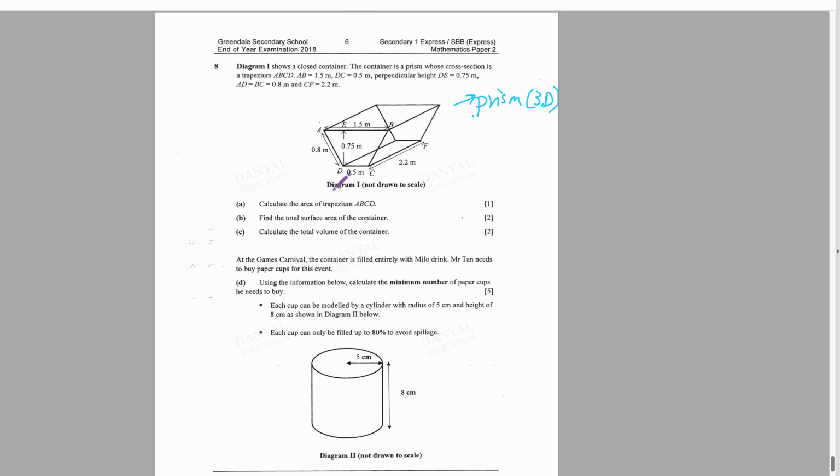Okay. And calculate the area. In fact, for this question, they guide you along the way, which is very good. So they ask you to find the area of this trapezium ABCD. So ABCD is a trapezium. How do you find the area of a trapezium?